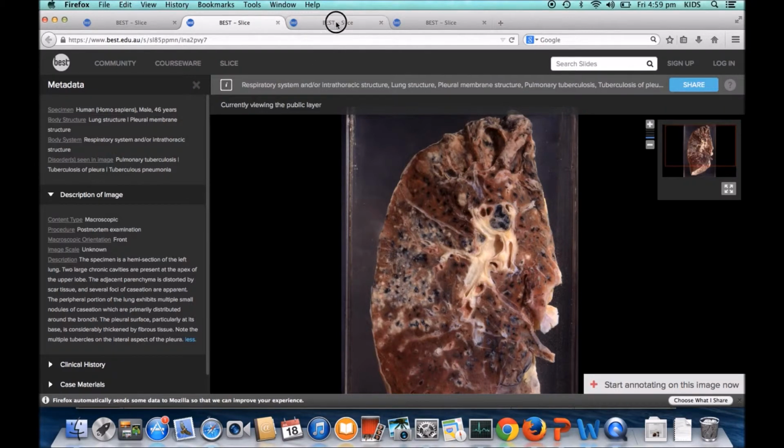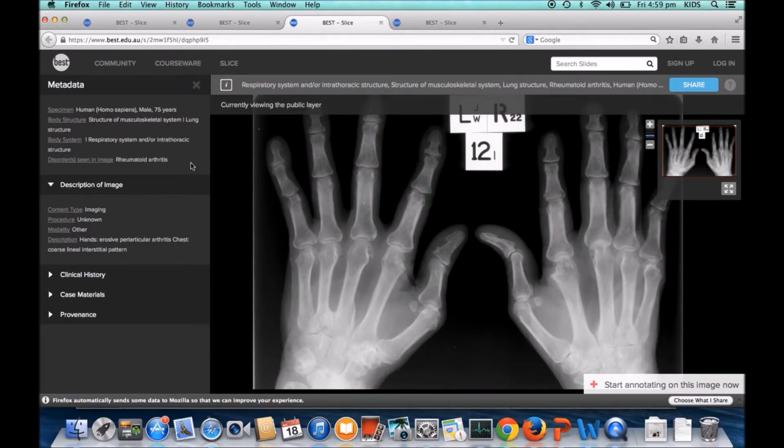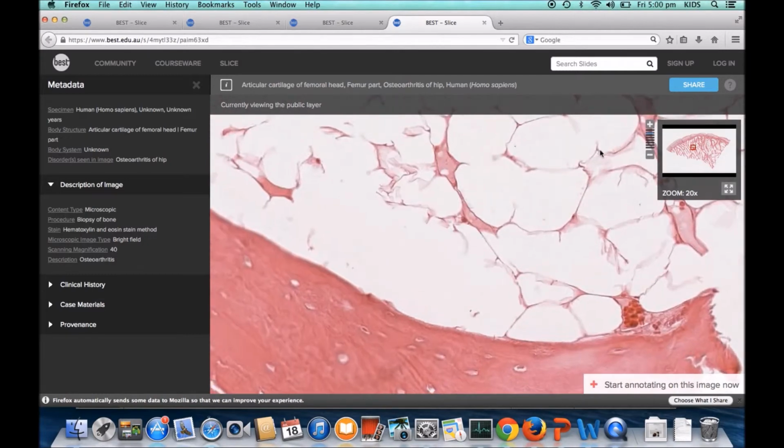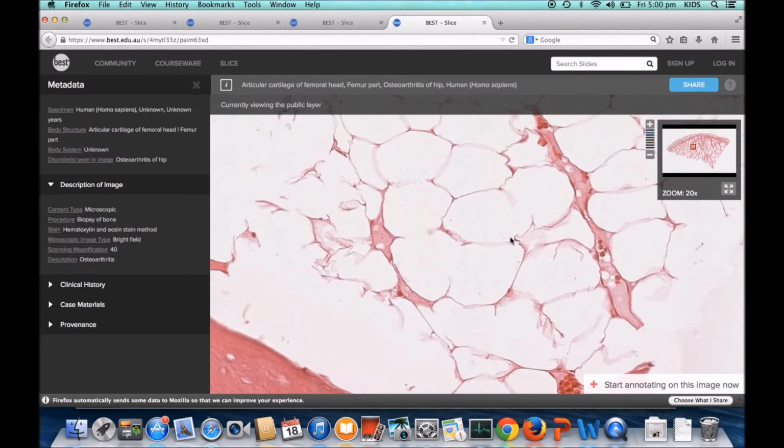For radiology images, information includes the procedure, the modality by which the image was taken, and a description. Microscopic images have information about the type of procedure, any stains used, the type of imaging used, the scanning magnification, and a description. Where relevant, we can also include information about the types of cells visible in the image and any cellular structures, as well as any antibodies that are used in staining.